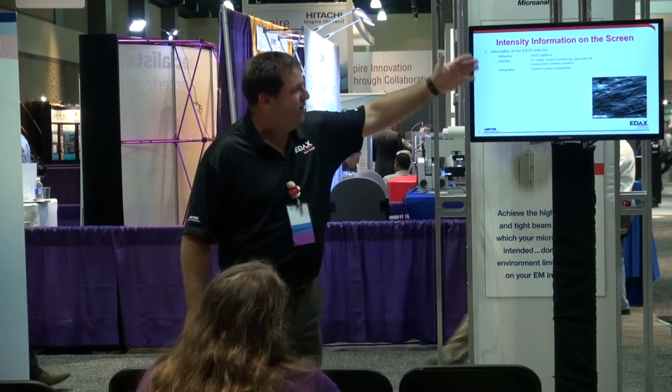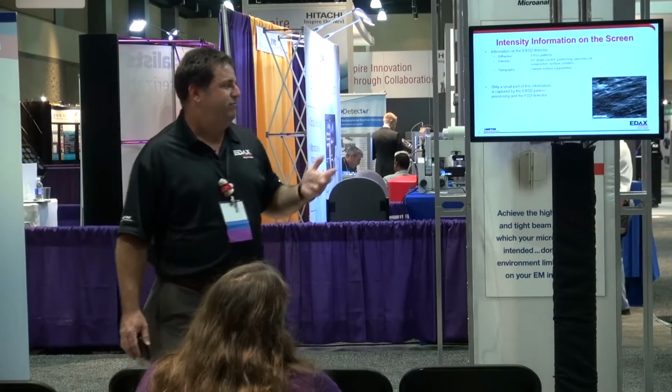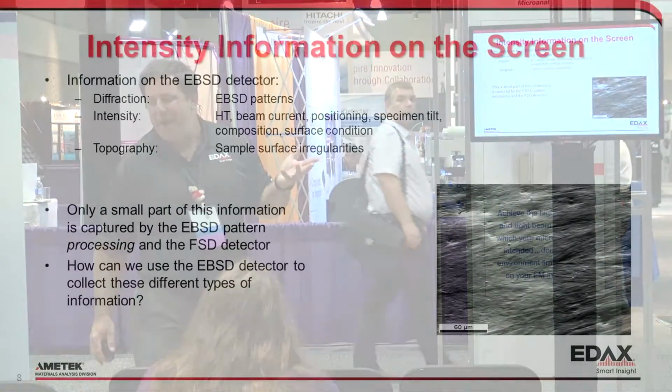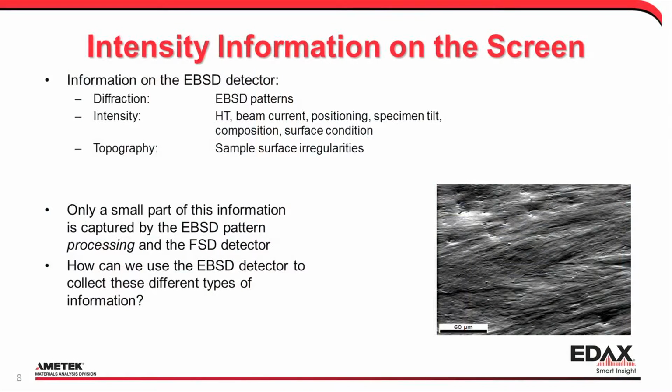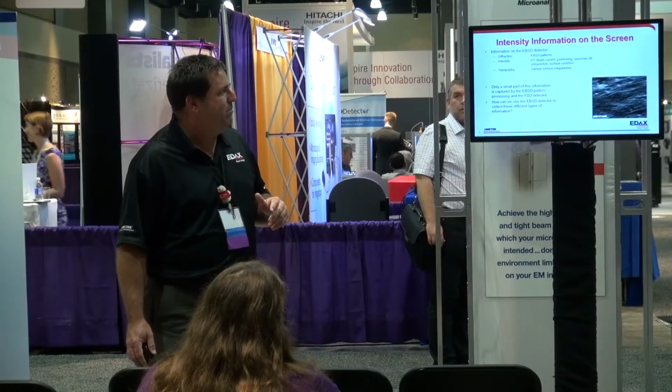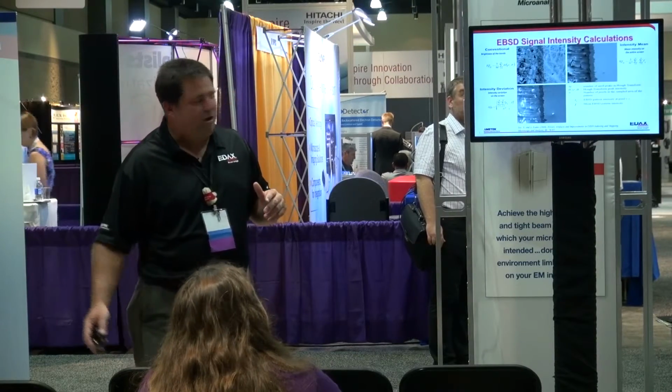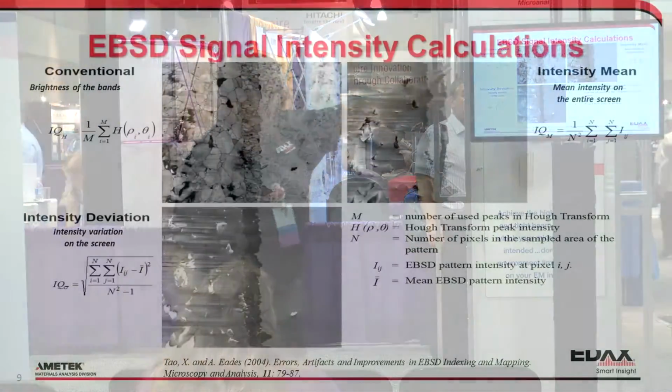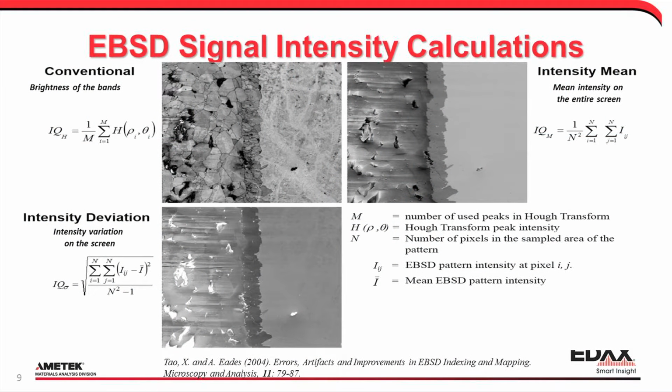So the question we had going into this is that with all this information that's on there, we capture a small part of it via EBSD pattern indexing and forward scatter detector. Is there a way we can use our optimally placed EBSD detector to try to extract some of this other type of useful information? So what we came up with was a long convoluted process. And we started looking at, when we look at the signal on the phosphor screen, can we analyze it different ways? And so we implemented lots of different approaches of trying to quantify the signal that we were detecting.